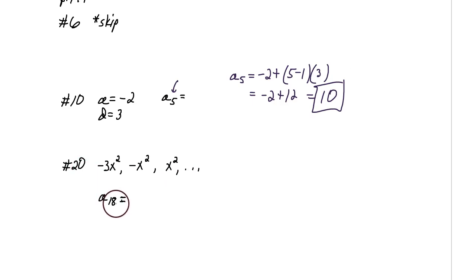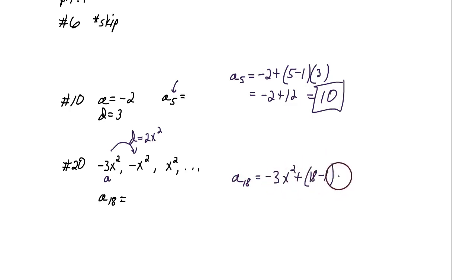Number 20, let's find the 18th term. We know that the first one is A, and then looking term to term, we can see what D is. You're adding 2x squared each time. So A sub 18 is equal to the first term plus 18 minus 1 times the value of D. And then evaluate this answer. This is negative 3x squared plus, and then 17 times 2 is 34x squared. So this makes 31x squared.